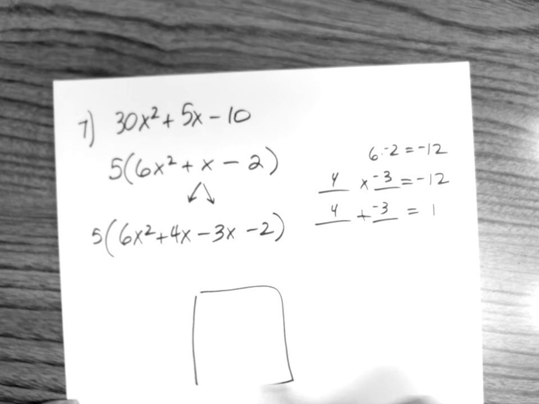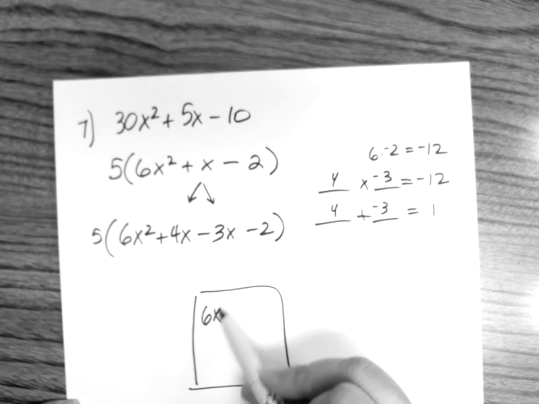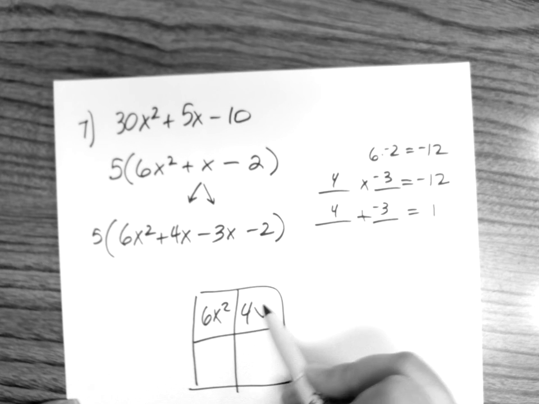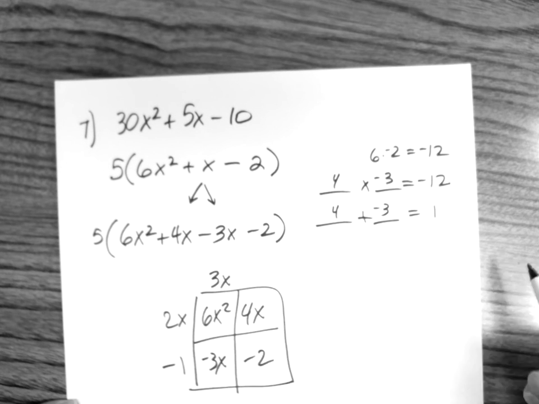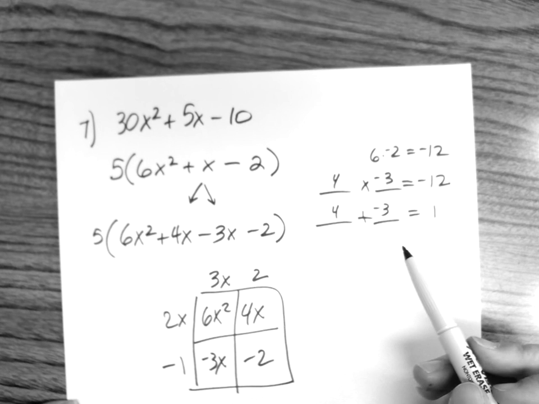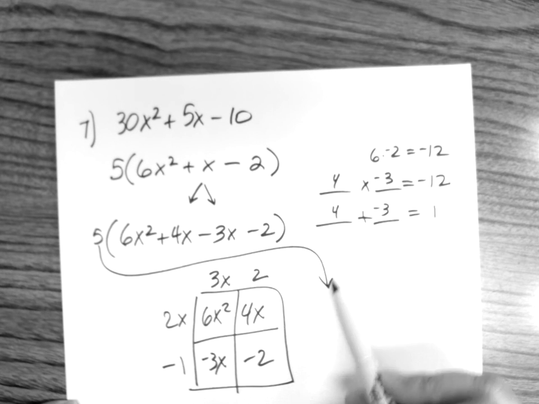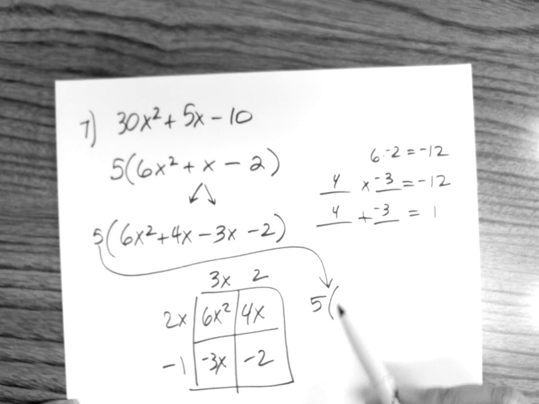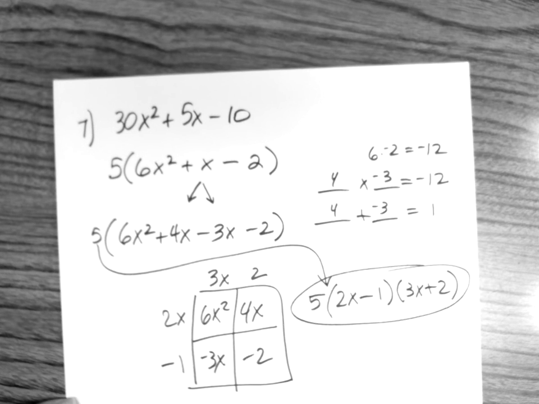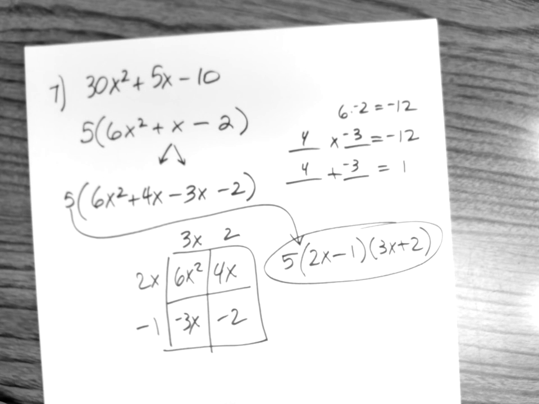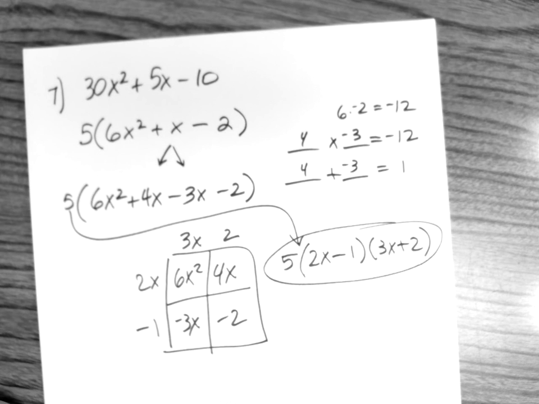Go to my box. 6x squared, 4x, negative 3x, negative 2, 2x, negative 1, 3x, 2. Don't forget that 5. It's got to come with you. 5 is still out front, and then we've got 2x minus 1, 3x plus 2. Okay, so don't forget you could have a greatest common factor. Always be on the lookout for them.